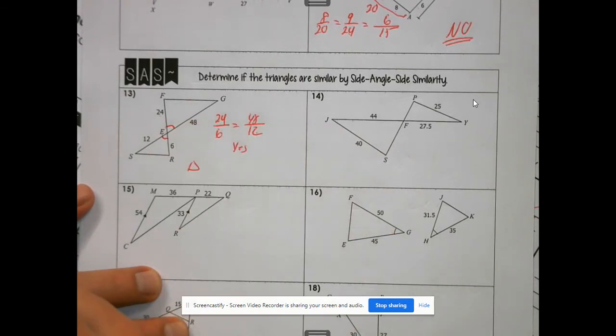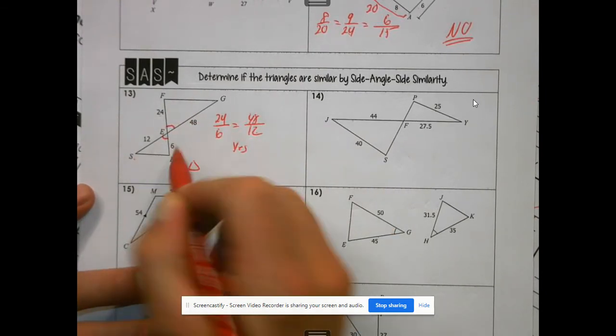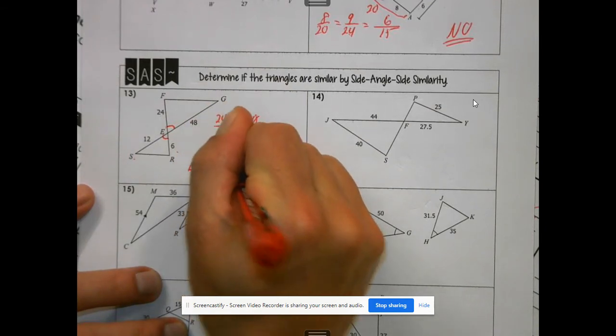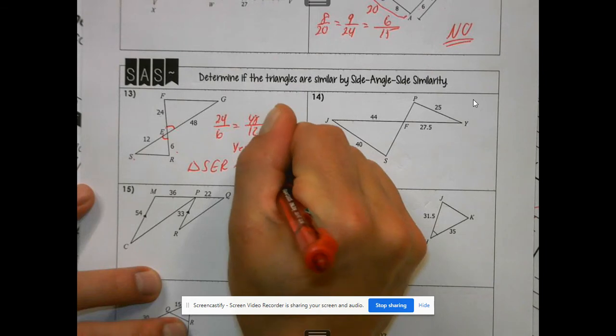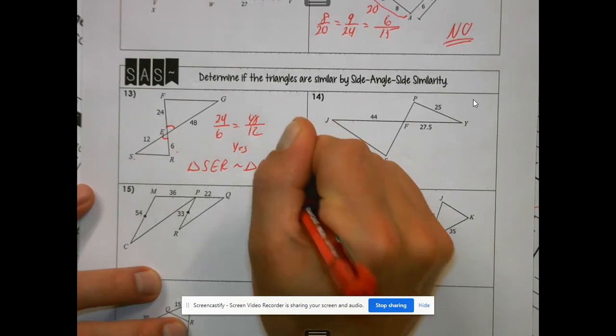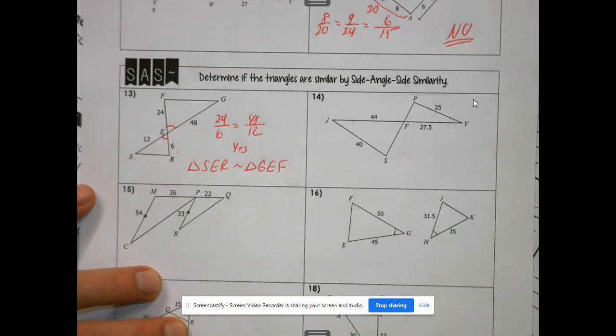Similarity statement. Let's go triangle SER. S matches with G. E matches with E. And R matches with F.